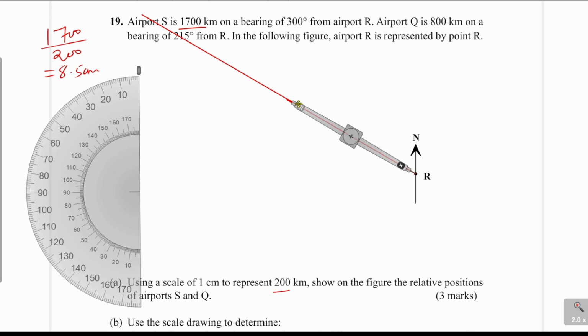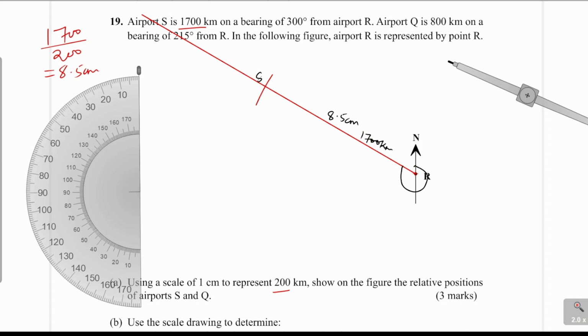So measuring 8.5, 8.5 is there. Mark it there. So that is S. It is on a bearing of 300 degrees, and this is 8.5 centimeters, which is equivalent to 1700 kilometers. We've measured this angle here, that angle is 300 degrees, and then this one is 60 degrees.